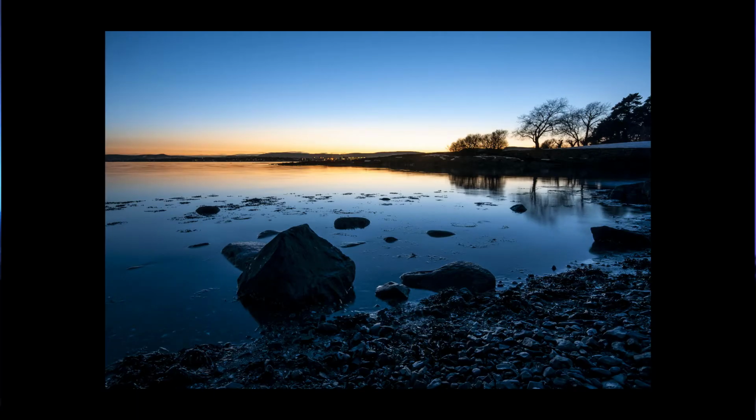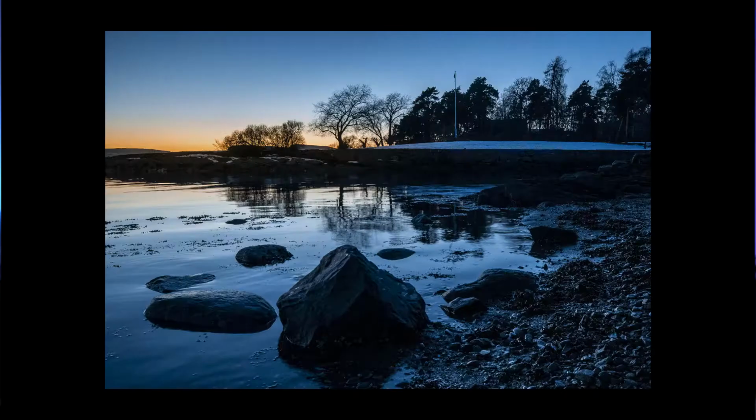In this image, for example, the rocks in the foreground are overlapping. And just by moving my camera slightly to the left, I was able to separate them. And this makes a big change, and the composition improves significantly.